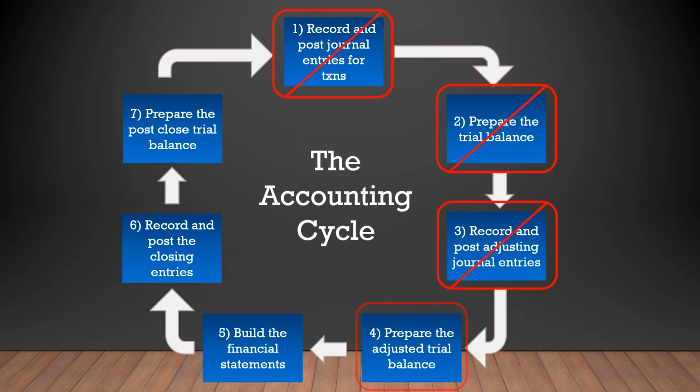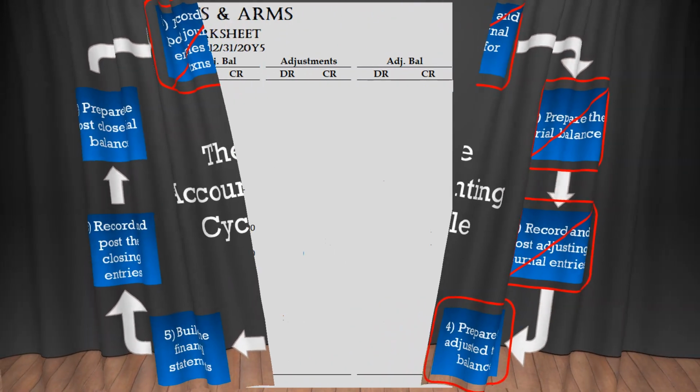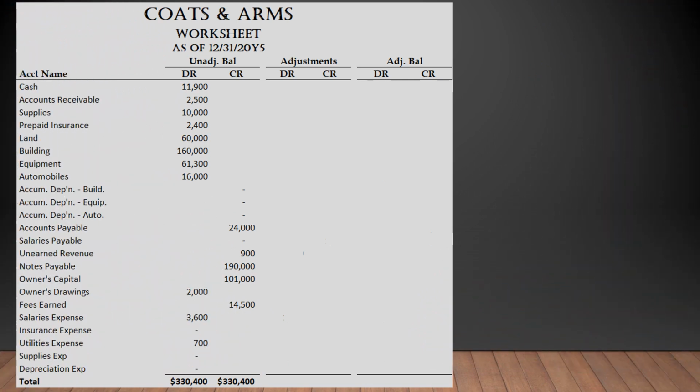Once we've finished recording and posting our adjusting entries, we prepare our adjusted trial balance. At this point, we return to our worksheet and show the results of our adjusting entries. Starting with our adjustment for prepaid insurance, we put a debit in the appropriate column under adjustments and the adjusted balance updates. Do the same with a credit to prepaid insurance and see the adjusted balance of $2,300.